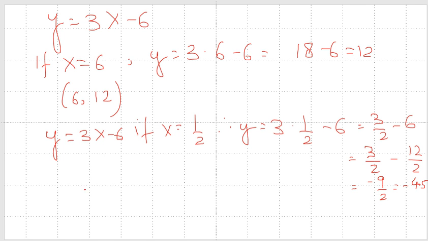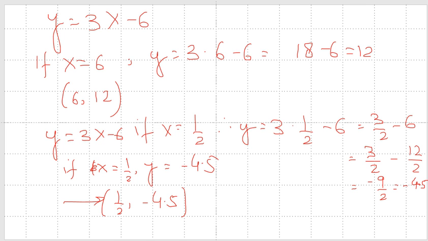That is equal to minus 4.5. So that means if x equals half, y equals minus 4.5. So this point, half and minus 4.5, will also be on the line. That means you have found a rule. This is your rule, and using this rule, you can find all the values of y for a given x. Does that make sense?